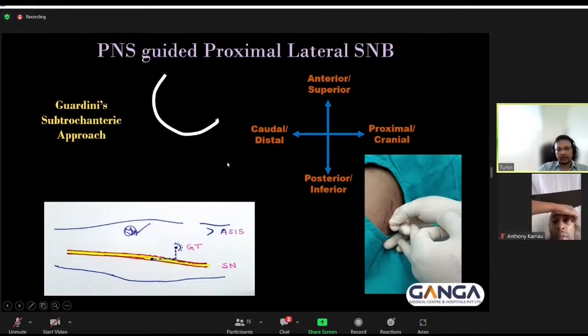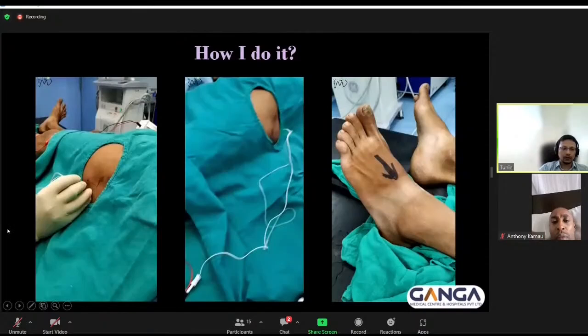Greater trochanter is identified and a line 2 centimeter posterior and 4 centimeter caudal from the greater trochanter is identified. That will be the needle entry point. The needle is inserted perpendicular to the skin, and then look for the sciatic nerve response.